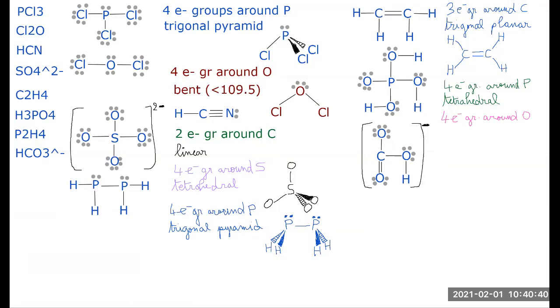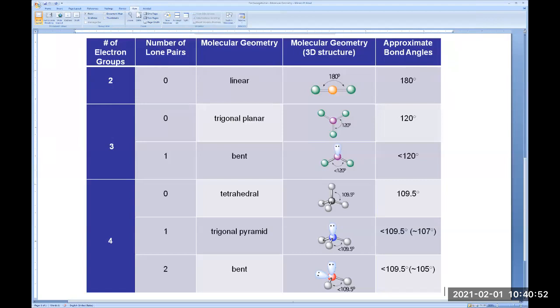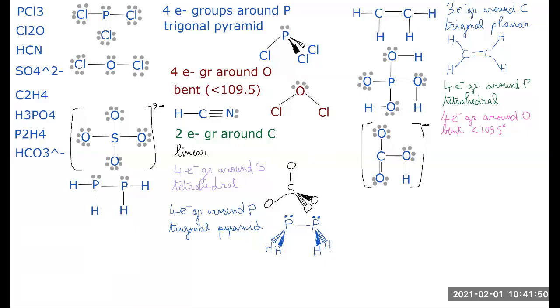So let's look at the table. We said 4 electron groups, 2 single bonds, 2 lone pairs. So you want to look at the bottom row here. That starts with 4 electron groups, 2 lone pairs, and we have a bent shape around that oxygen. And the angle is less than 109.5. Okay, so bent shape with an angle of less than 109.5. So we said that the shape around the oxygens that are bonded to the hydrogen is bent, with an angle of less than 109.5.